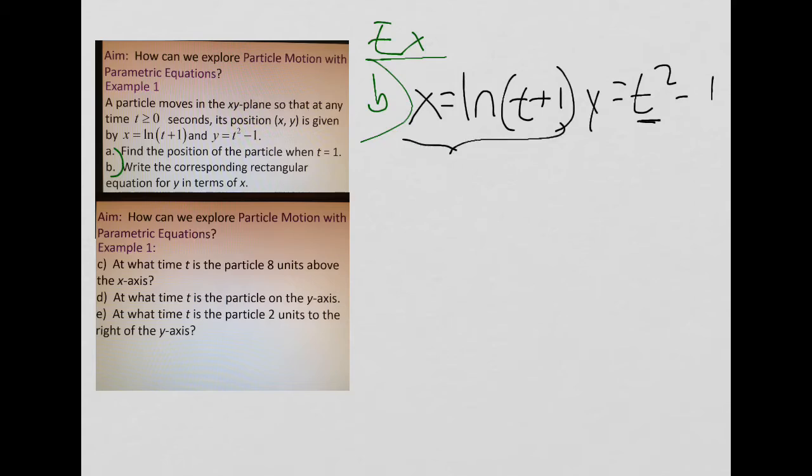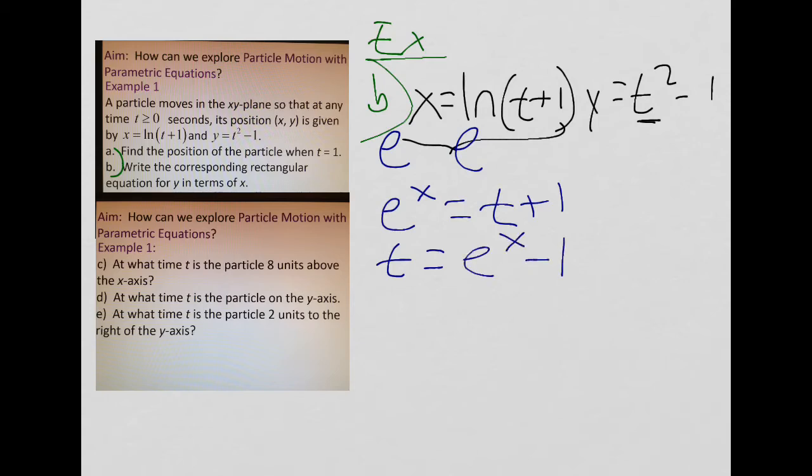So to do this, we're going to raise x to be the power for e, and we're going to raise ln of the quantity t plus 1 to be the exponent for e. And it leaves us this expression. So t is actually e to the x minus 1. Great.